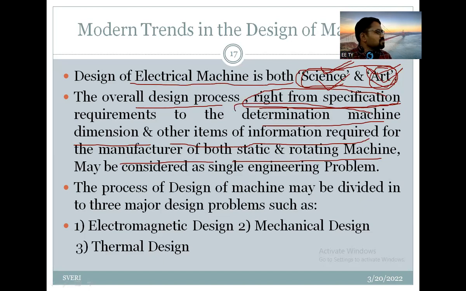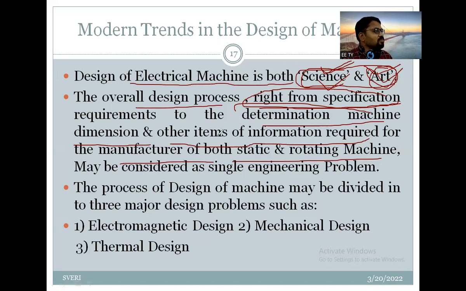Right from the specification, again, what do we require? Main dimensions. Main dimensions means what is its length, what is its breadth, what is its height. These are nothing but the main dimensions, whether it is a static machine or a rotating machine. The designer requires the specification and its dimensions.